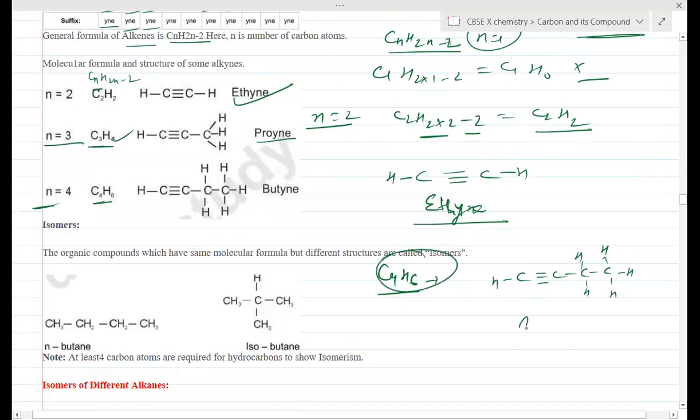C4H6 is nothing but a but, for n is equal to 4, and the suffix is what? Yne. So this is butyne. Similarly, we can draw the structure of other alkynes.